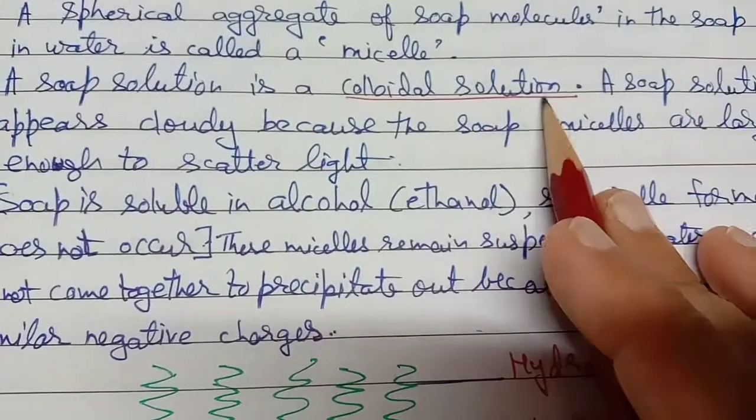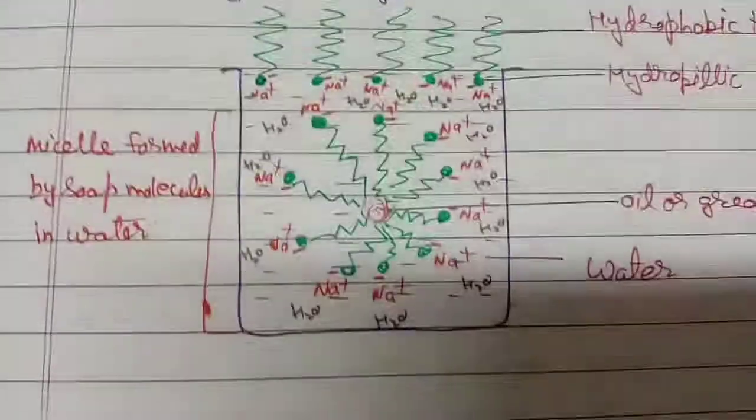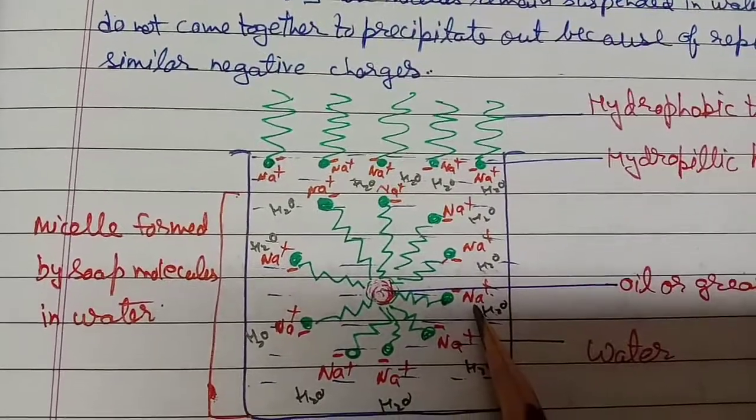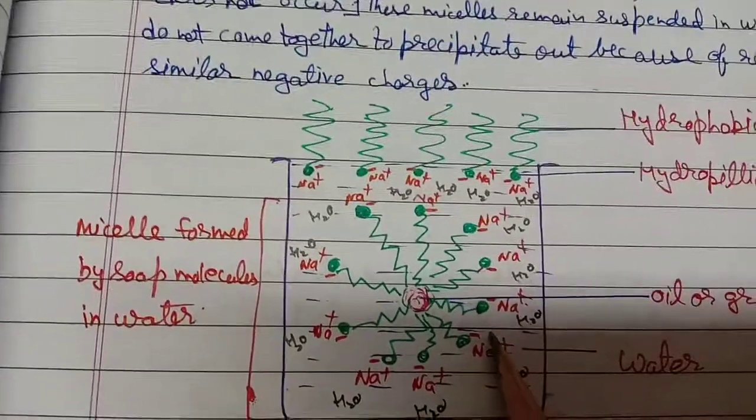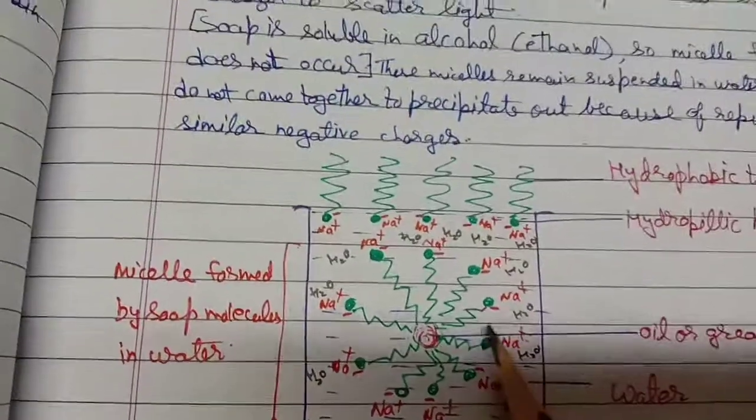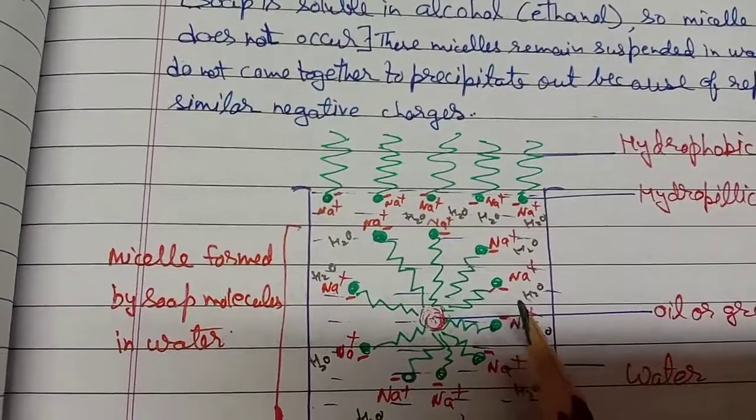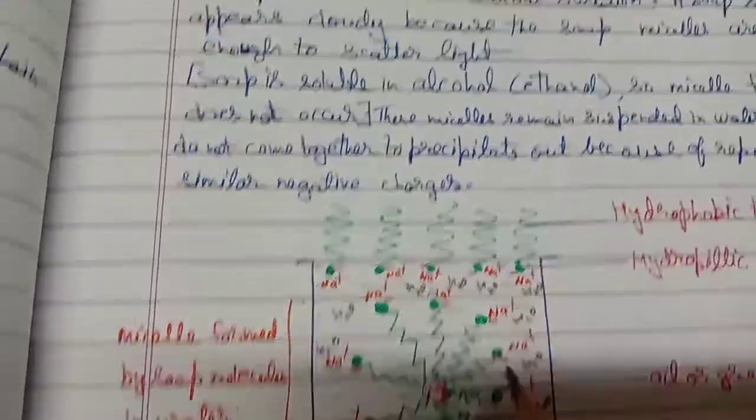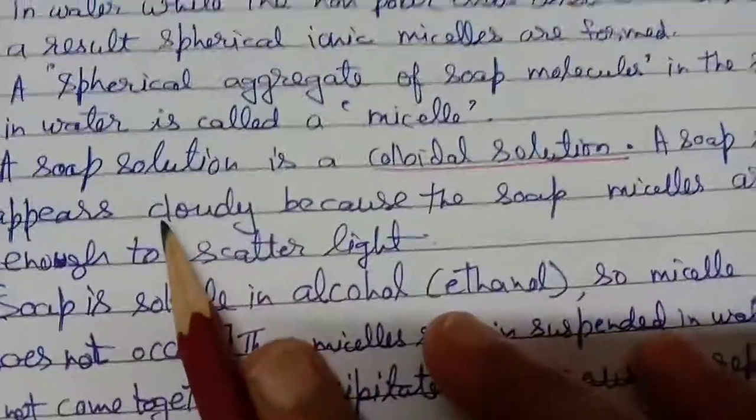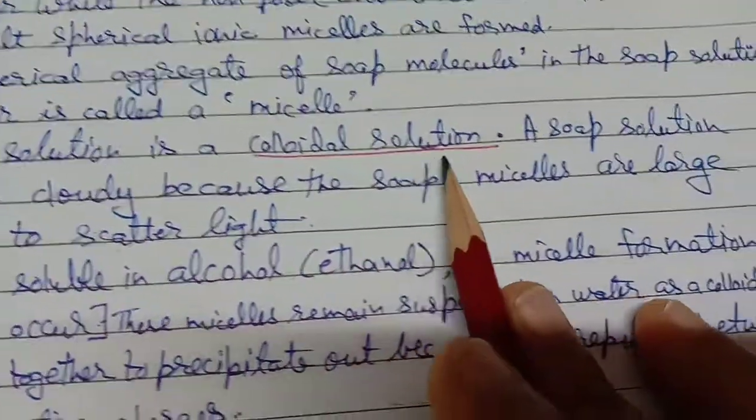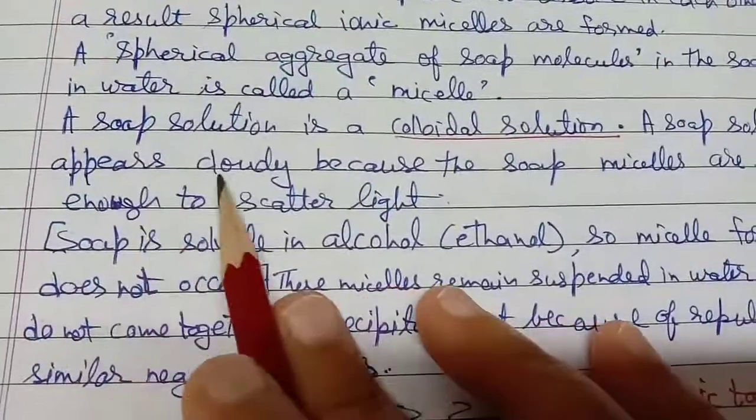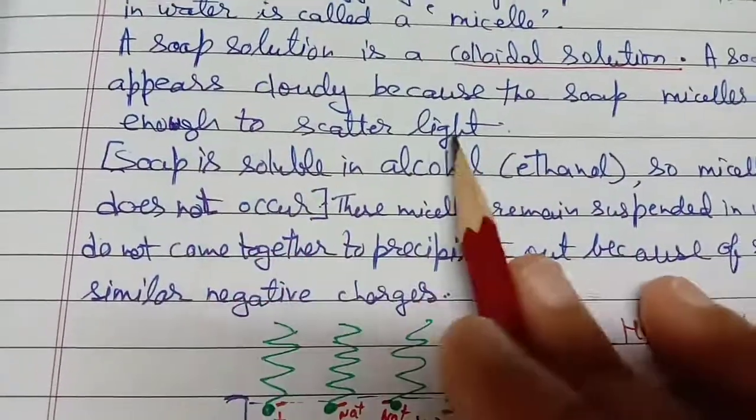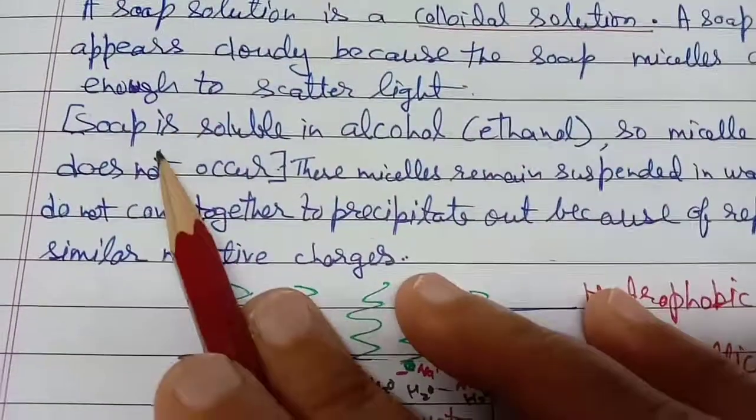A soap solution is a colloidal solution. What kind of solution is this soap solution? Colloidal. Colloidal solution means particles are big enough to scatter the beam of light, and in a soap colloidal solution precipitation will not occur because the same type of particles are there which repel each other. A soap solution appears cloudy because the soap micelles are large enough to scatter light.